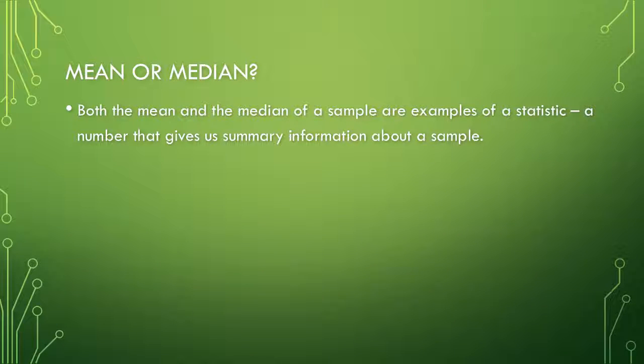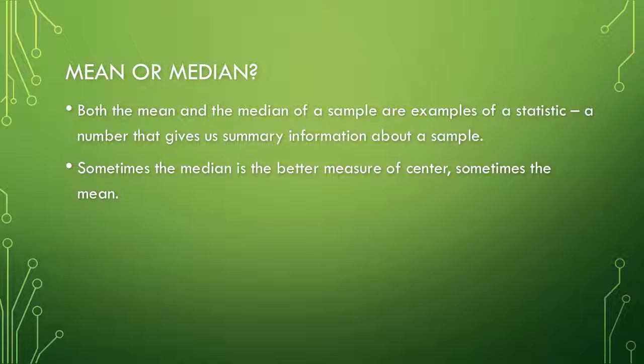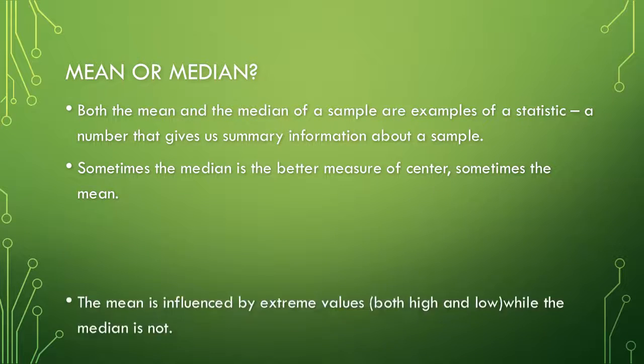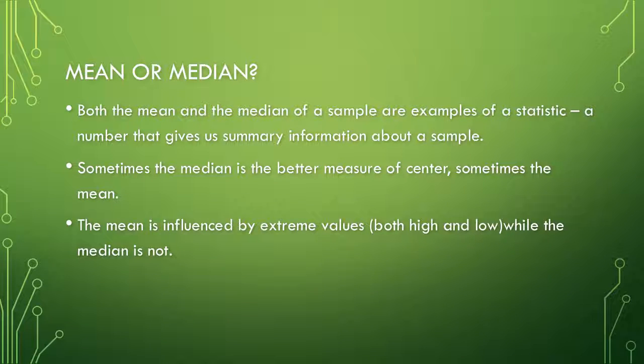So we've got 2 measures of center so far. We're going to have one more, but which should we use? Both of them are examples of a statistic. A statistic is just a number that gives you summary information about a sample. Sometimes the median is the better measure and sometimes it's the mean. When do you use which?